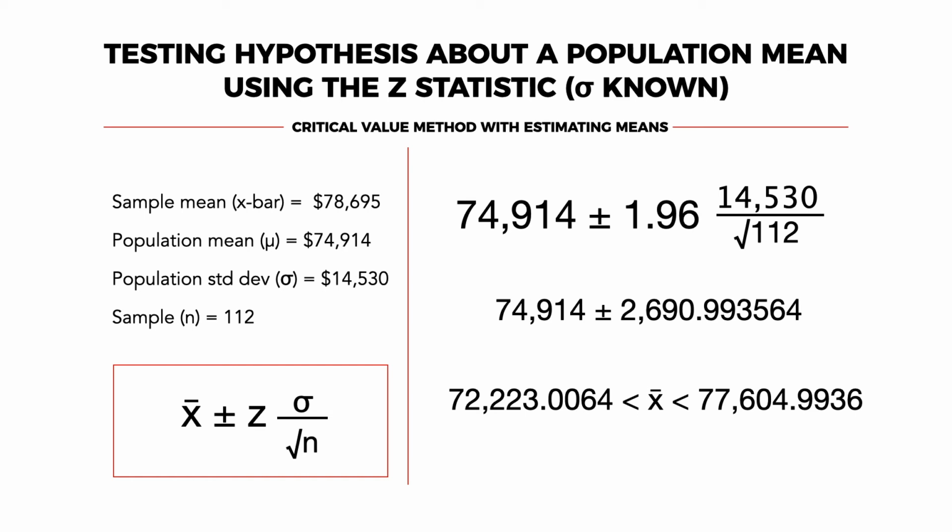78,695. This is because the estimation for population mean formula requires that we use the population mean and not the sample mean. So later on, we will want to find out if the sample mean fits into the interval as defined by these different values that we currently have. And computing for the interval, we now have 74,914 plus minus 2,690.993564, and it gives us the two answers or two parameters in the distribution, which is 72,223.0064 is less than or equal to the population mean is less than or equal to 77,604.9936. And since the sample mean that is 78,695 is greater than the upper boundary, which is 77,605, then we reject the null hypothesis.